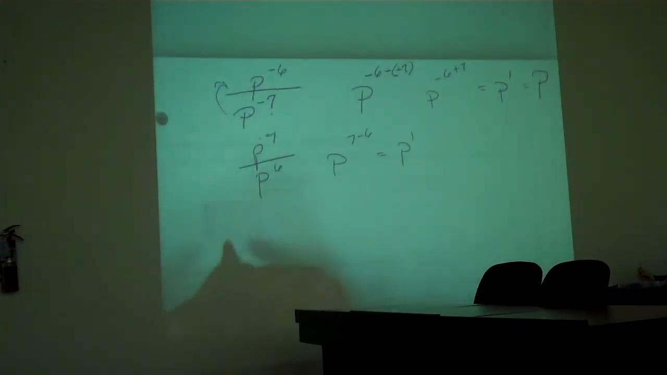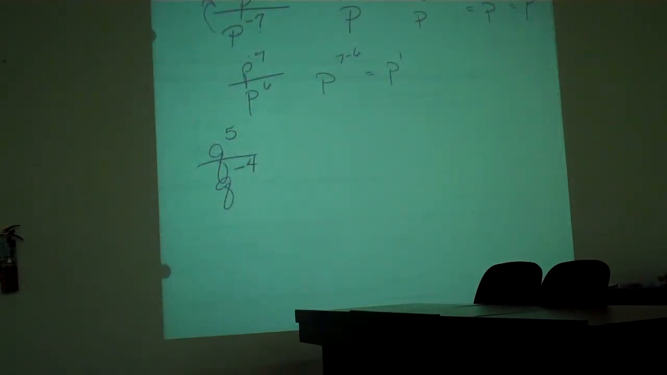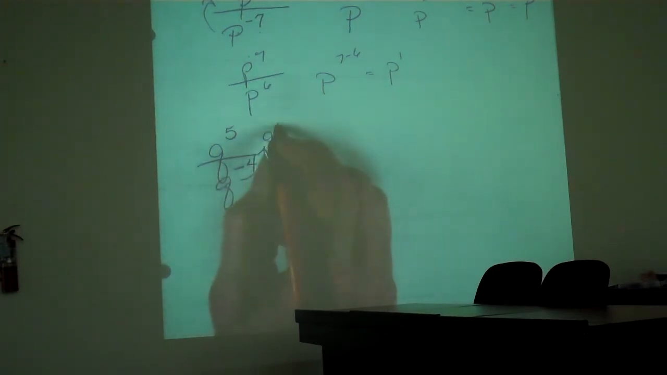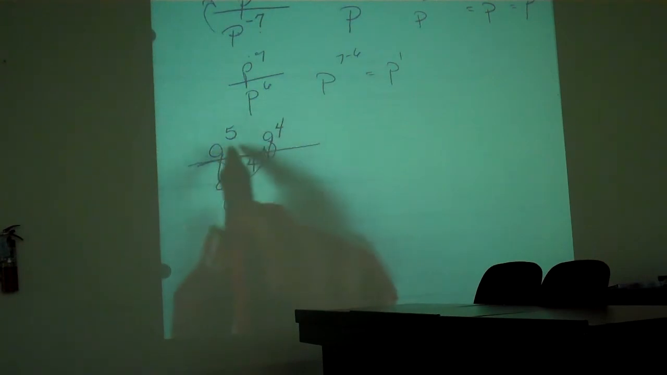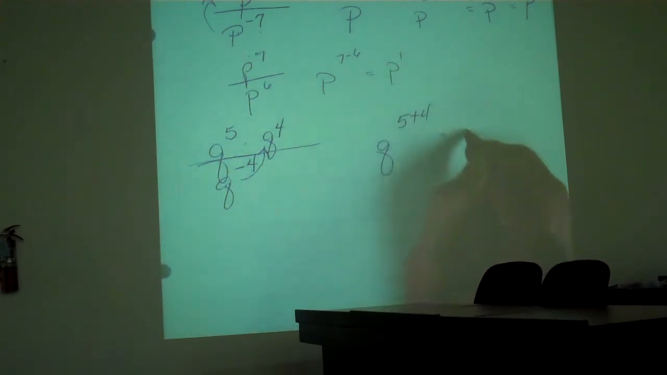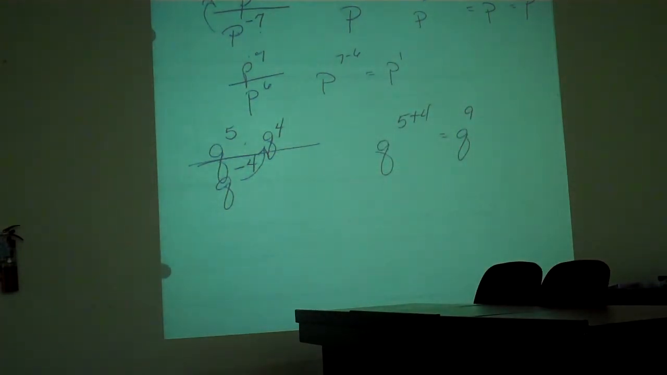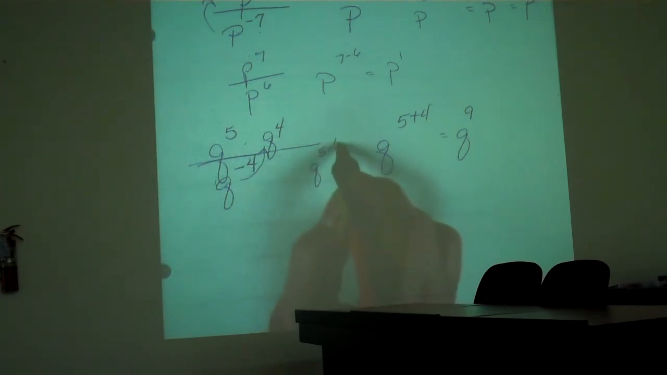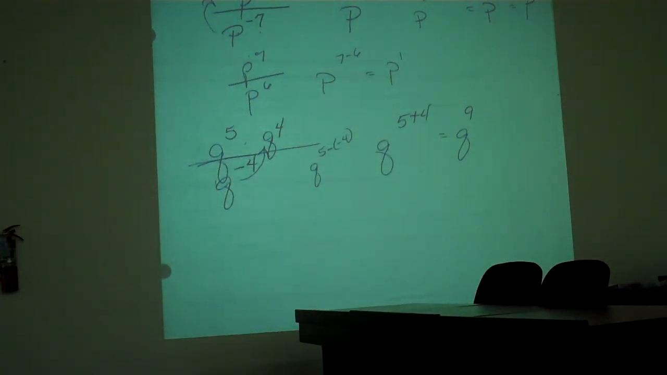Okay, let's say you have q to the 5 over q to the negative 4. Okay, you can either do the subtraction, 5 minus negative 4, or you can bring this up as q to the 4 on top. And now that they're both on top, they're just multiplied. So it would be q to the 5 plus 4, which is q to the 9th. Which would have come out the same if you had done q to the 5 minus negative 4. But I like to make it positive and just work with positive numbers.